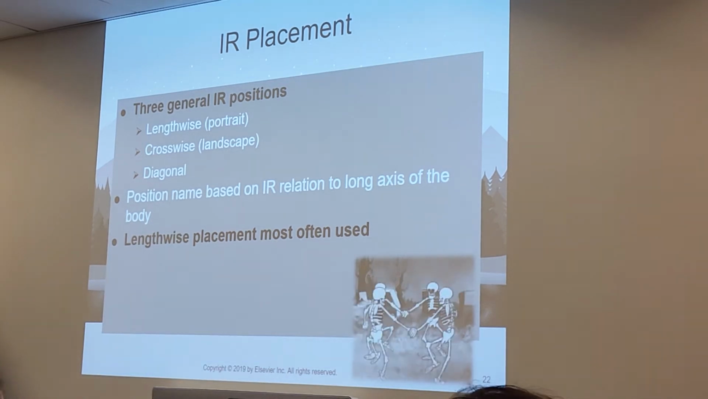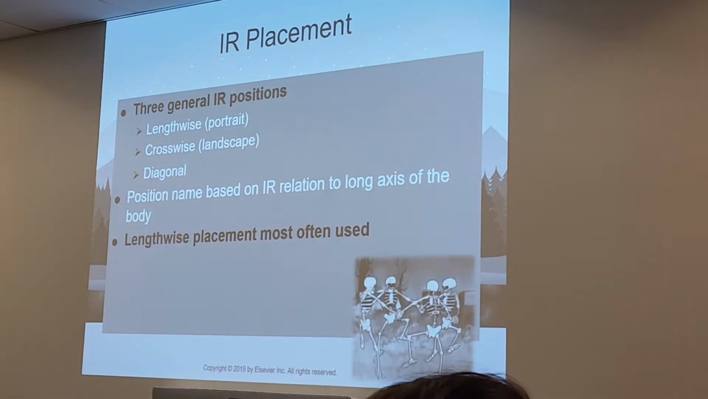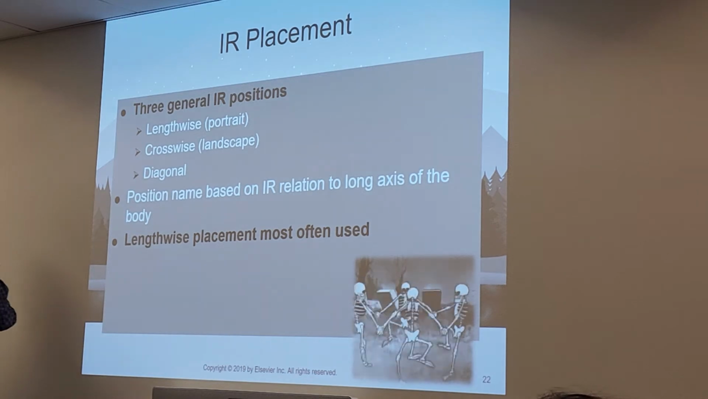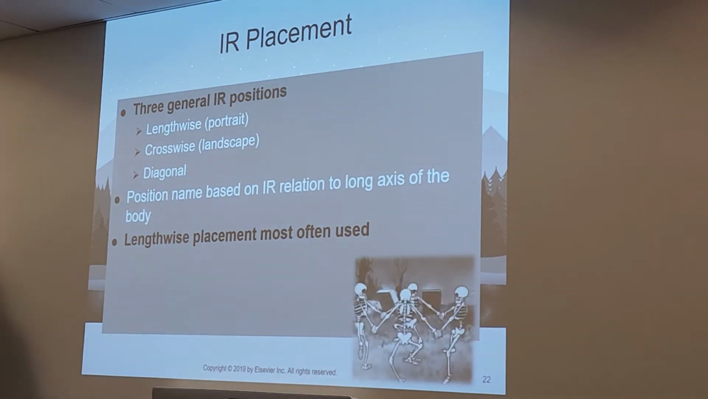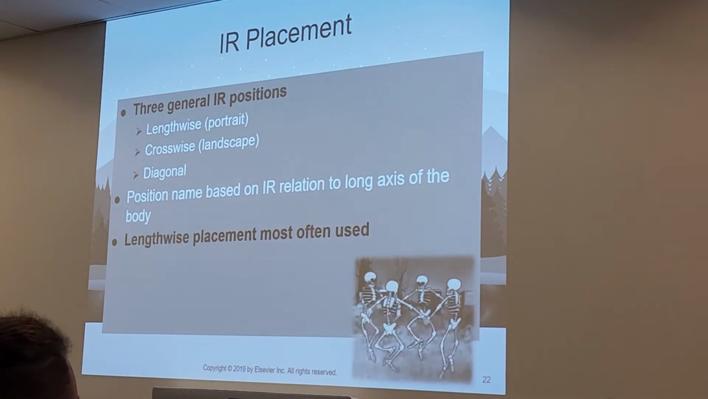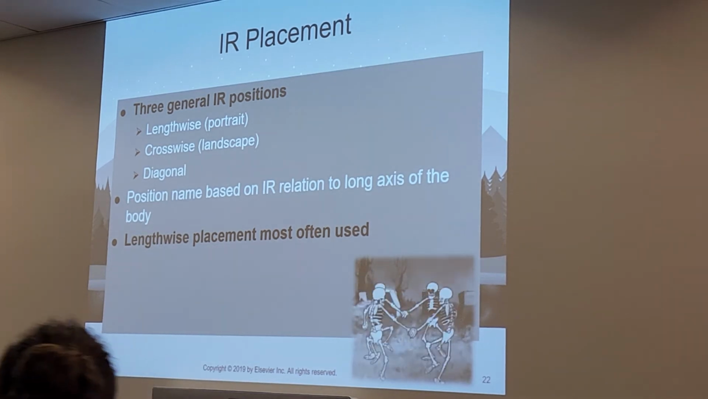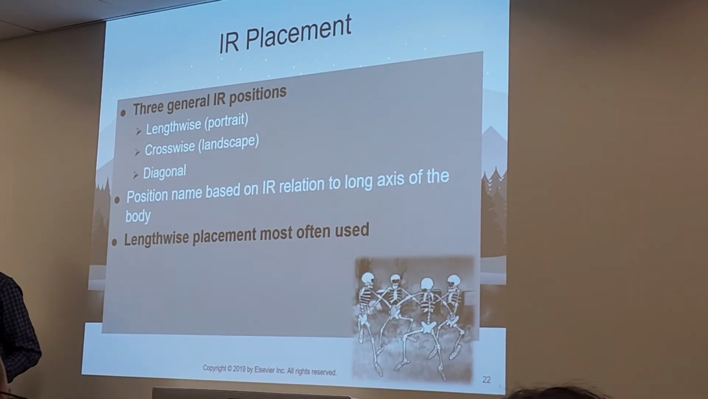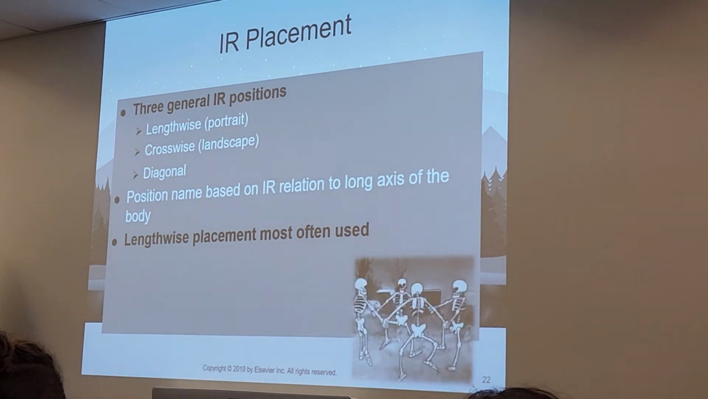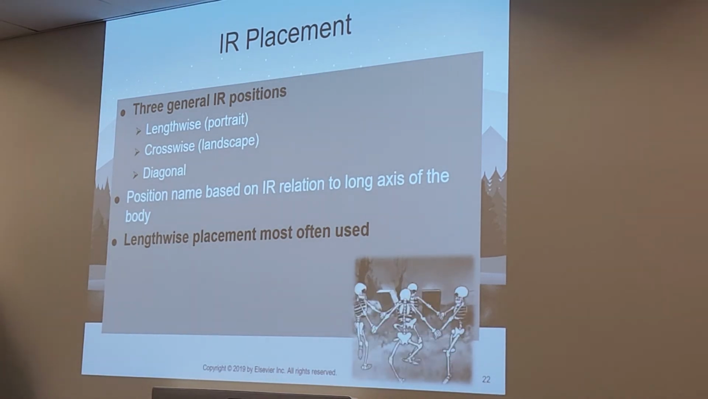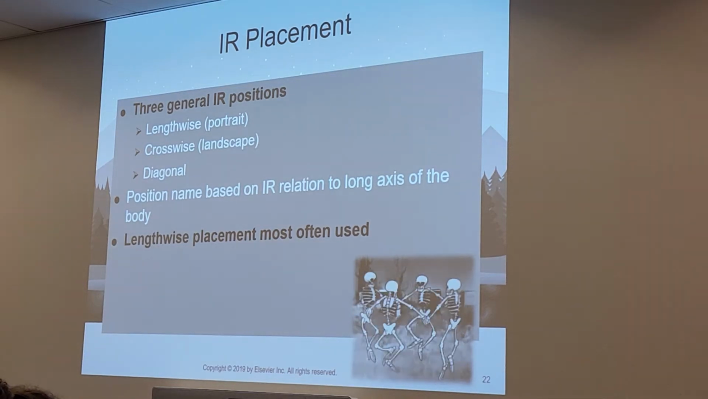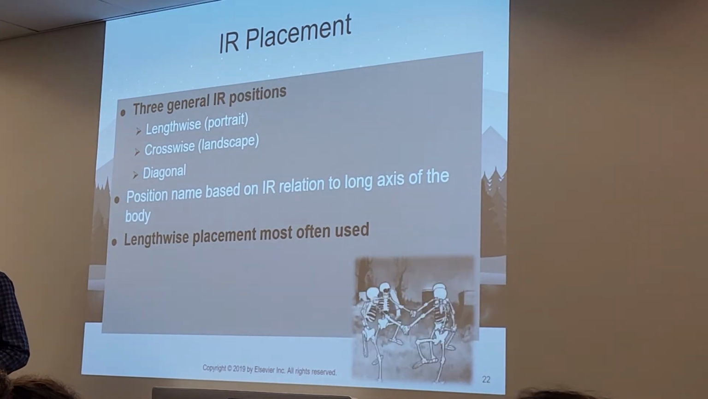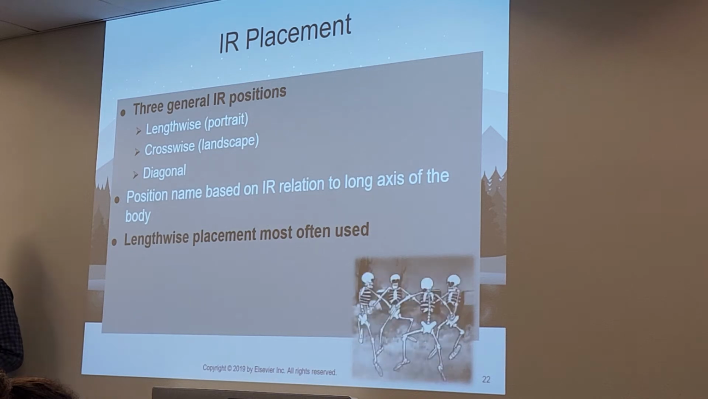IR placement. So we kind of covered this in lab. So how do you place your image receptors? Well, there are 3 general positions. We have lengthwise, also known as portrait. Take the long axis of the IR, put it along the long axis of the patient, portrait. We have crosswise, also known as landscape. Long axis of the IR, short axis of the patient, right? Goes across. And then we have diagonal, which is something like this. Right? So you go across opposite corners.